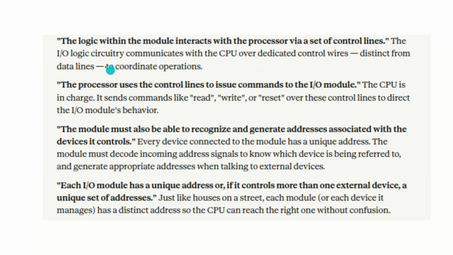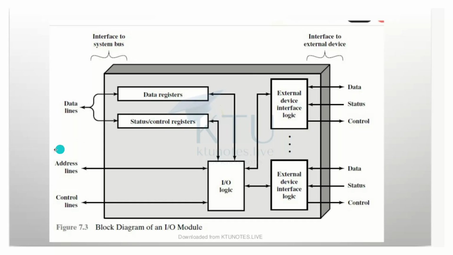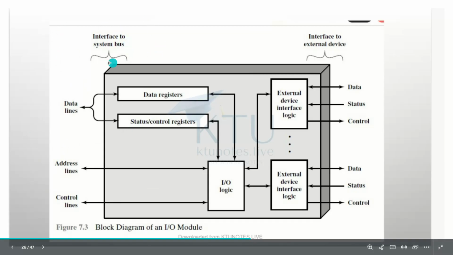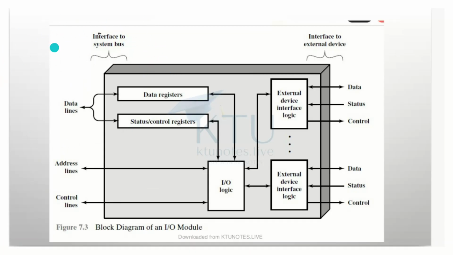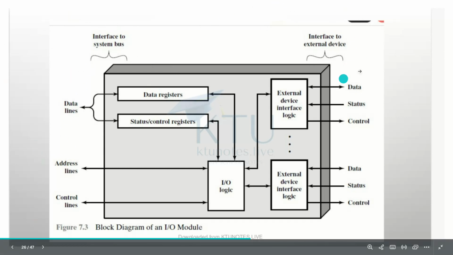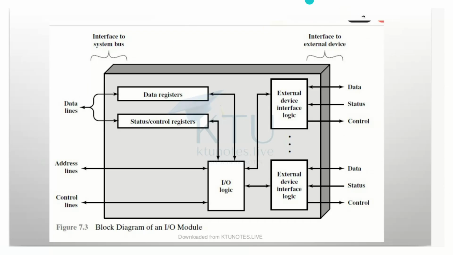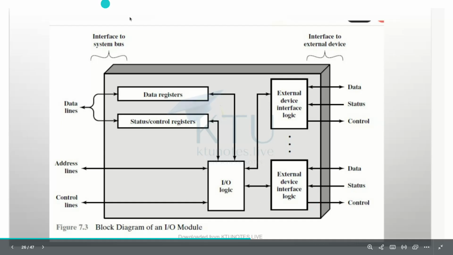Fine. Now the logic within the module interacts with the processor via a set of control lines. The IO logic circuitry communicates with the CPU over these control wires, distinct from the data lines, to coordinate the operation. We have told you there would be address lines, control lines and data lines. This side is the interface to the system bus, and this side is the interface to the external device, whatever we finally give to the external device. This much we have understood.